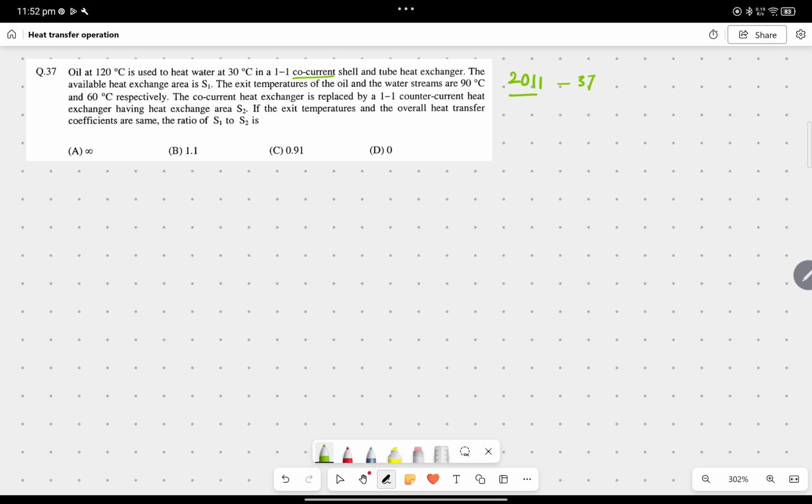Okay, so first of all, we have done a process of heating water in a co-current shell and tube heat exchanger, and then we do the same process again, keeping the parameters the same, in a counter current heat exchanger, right? So we have shifted from co-current to counter current, keeping all the parameters the same. Just S1, the heat transfer area, becomes S2, the heat transfer area for the second part, the counter current part. Okay, so the area is changed from S1 to S2. This we have to keep in mind.